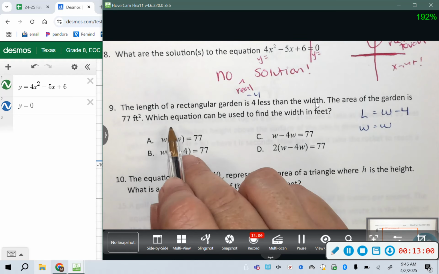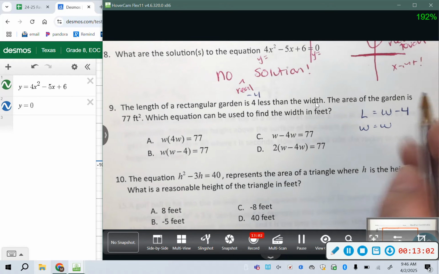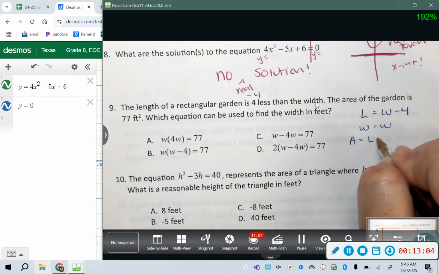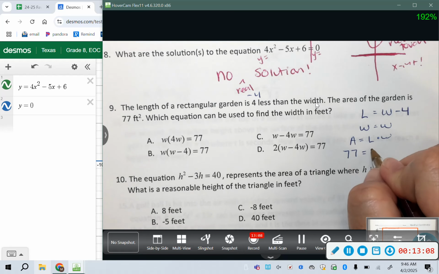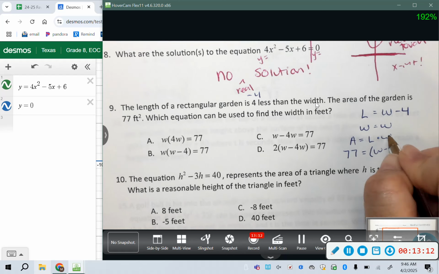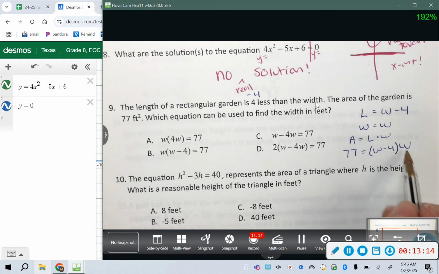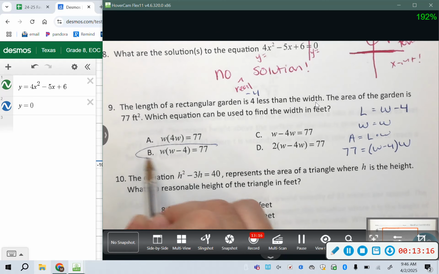So it says the area equals, so area equals length times width. Well, area is 77 equals length, which is w minus 4, times width, which is w, which again you can write backwards. So B is my answer.